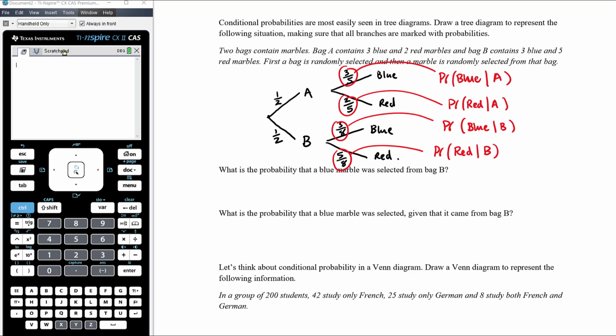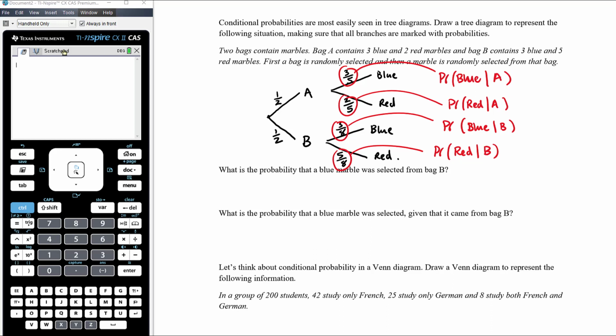Okay, so part A, the first part here is, and I want to be clear about the distinction between these 2 questions. The first question says, what is the probability that a blue marble was selected from bag B? Okay, what's the probability that having done this experiment, I end up with a blue marble that came from bag B? The second question is, what is the probability that a blue marble was selected given that it came from bag B? So this time I'm telling you it definitely came from bag B. What's the probability it was blue?